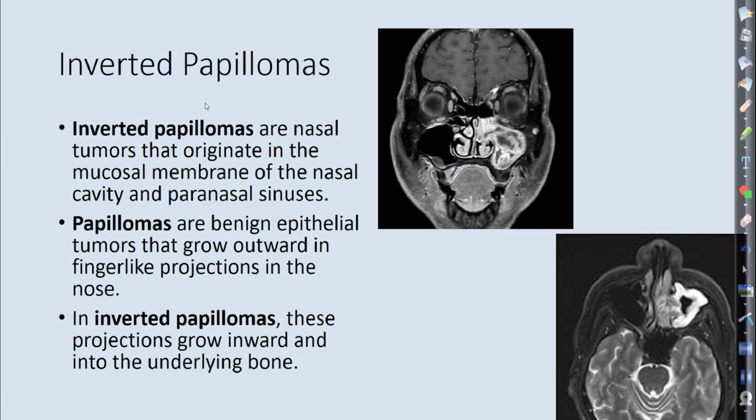Inverted papillomas are nasal tumors that originate in the mucosal membrane of the nasal cavity and the paranasal tissues. So you can see that inverted papilloma on the left side here. Papillomas are benign epithelial tumors that grow outward in finger-like projections in the nose. In inverted papillomas, these projections grow inward, and you can see the underlying bone.